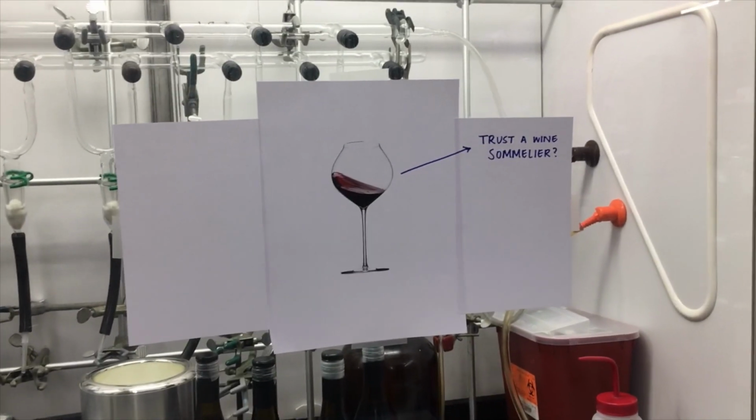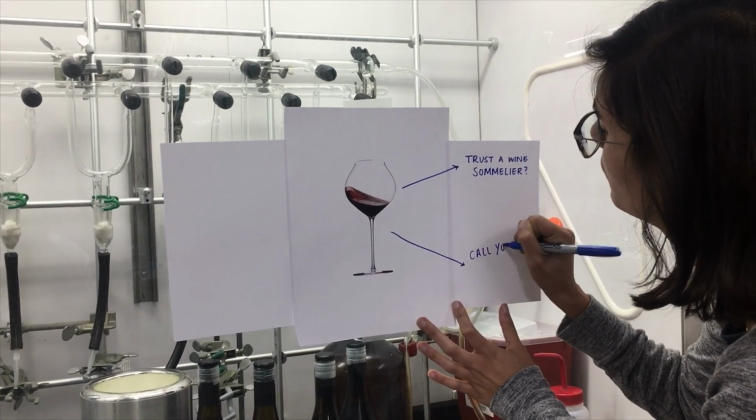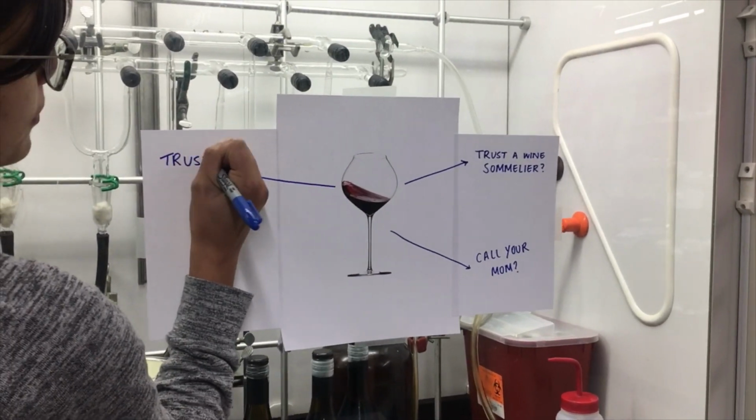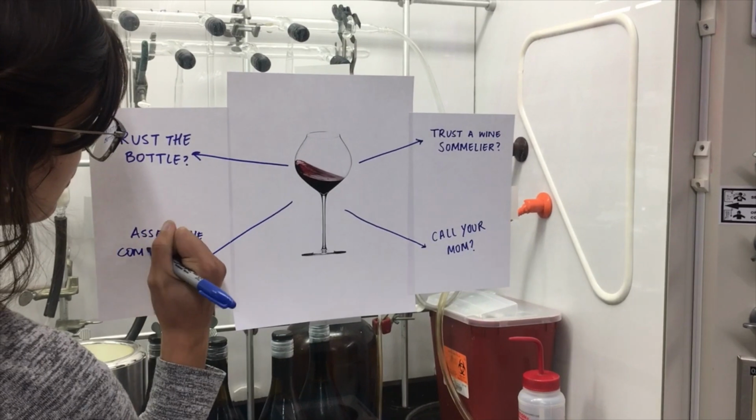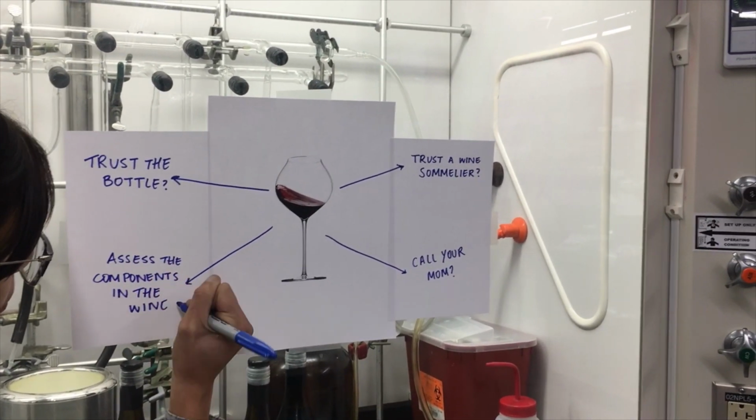Are you going to trust a wine sommelier? Would you call your mom? Are you going to trust the words on the bottle? What if you could assess the components in the wine using chemistry? So how does this chemistry work?